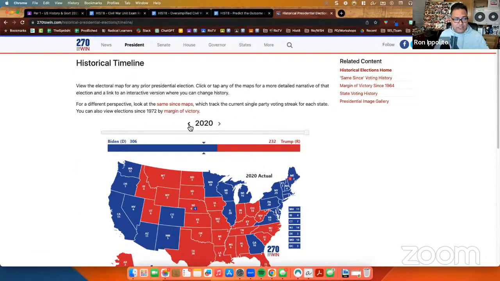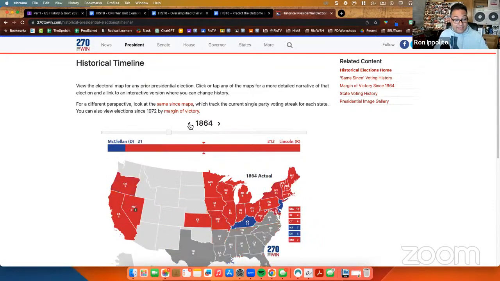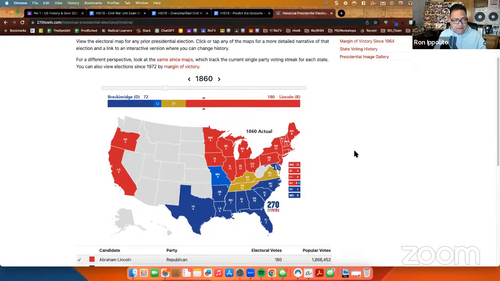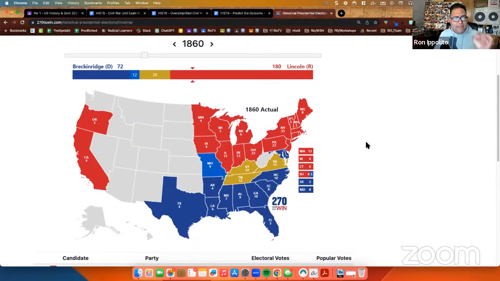If we go to the historical elections timeline and go back in time to 1860, you'll recall that it felt much more contentious at the time we had this conversation in class. It felt closer. However, when you look at the electoral numbers, Lincoln wasn't even on the ballot in 10 southern states.